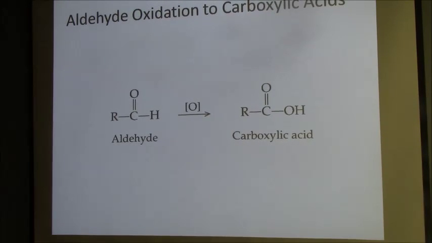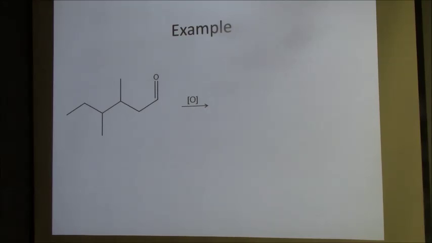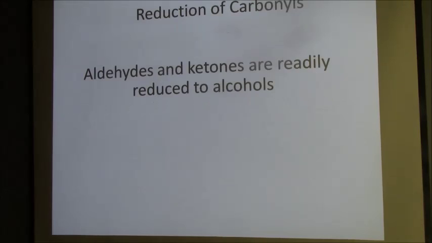When we oxidize an aldehyde, we form a carboxylic acid. So when we oxidize an alcohol, we form an aldehyde. When we oxidize an aldehyde, we form a carboxylic acid. Right? So if I am oxidizing this aldehyde, this is the product I would get. We'll talk about how to name that product in our next lecture.